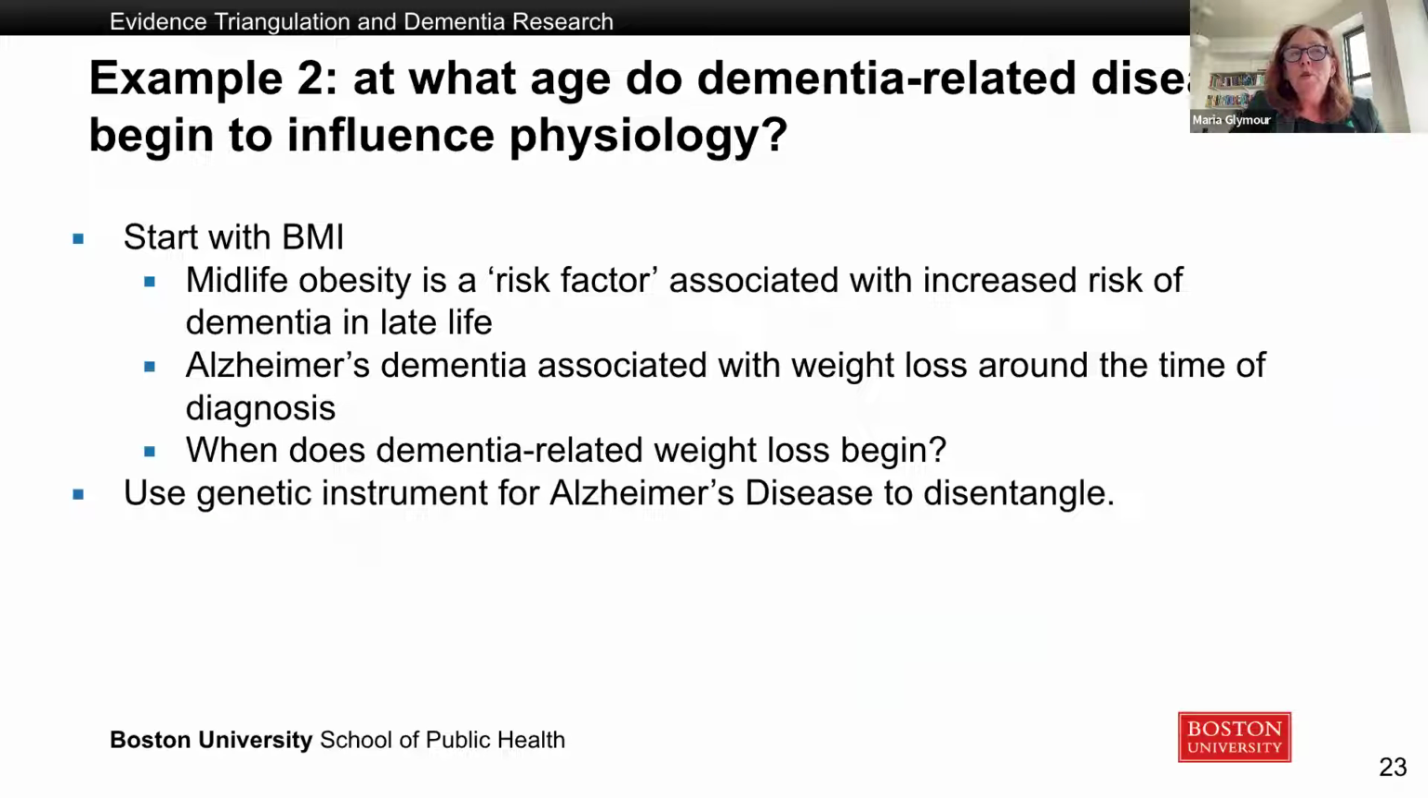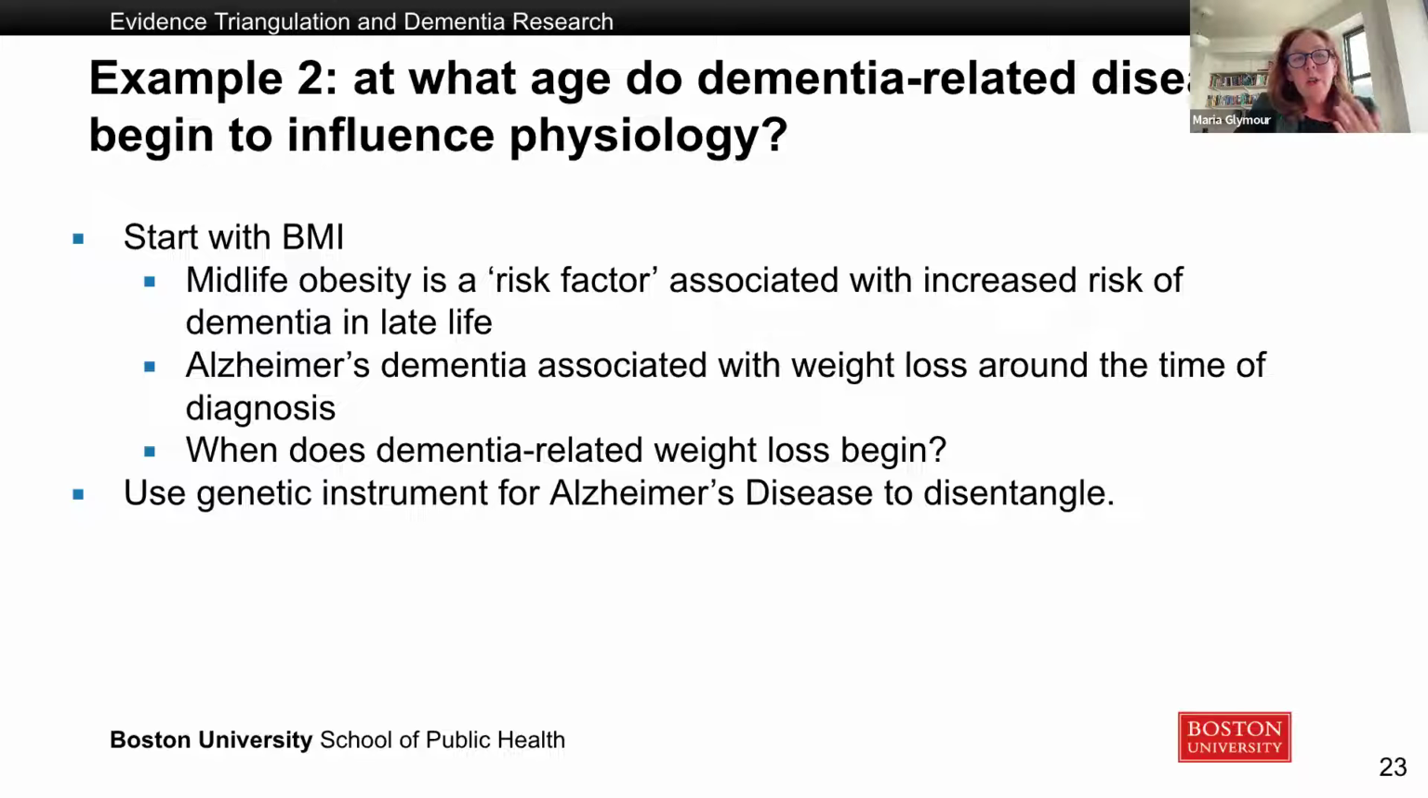Midlife obesity is a risk factor associated with increased risk of dementia. So we know that people who are obese in midlife have higher risk of dementia in later life. Alzheimer's dementia, however, is associated with weight loss at around the time of diagnosis. This is a very well-established association among patients. So when does dementia-related weight loss begin? You can see that this is quite challenging because you have a causal effect that's increasing risk and an effect of the disease that is decreasing the exposure value.